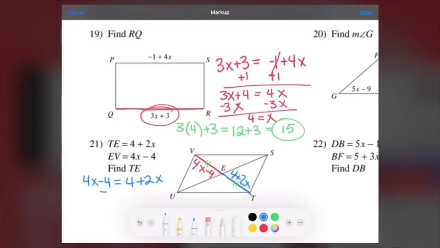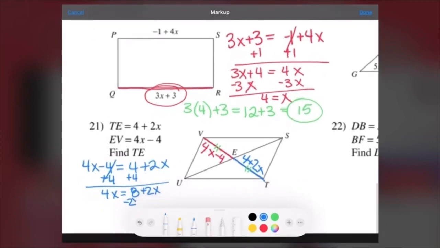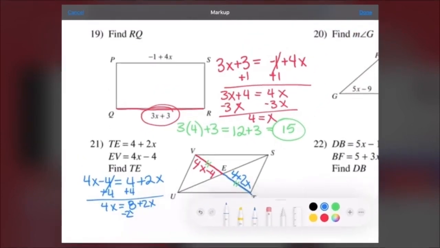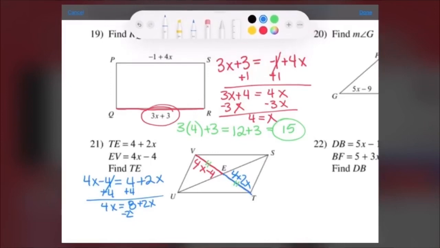So add 4 to both sides. And we get 4x is equal to 8 plus 2x. So we subtract 2x from both sides. And we get 2x is equal to 8. Divide by 2. And x is equal to 4.